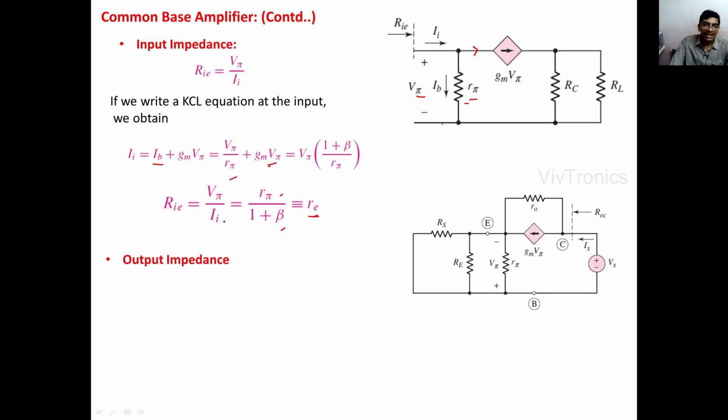And we are going to calculate the output resistance. In order to calculate the output resistance, we have to make the input source equal to 0, and we are going to apply an output voltage source Vx. Due to Vx we are getting current Ix. So the ratio of Vx divided by Ix will give you the output resistance.